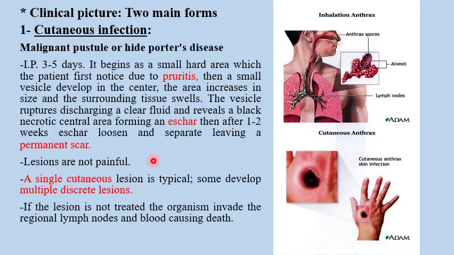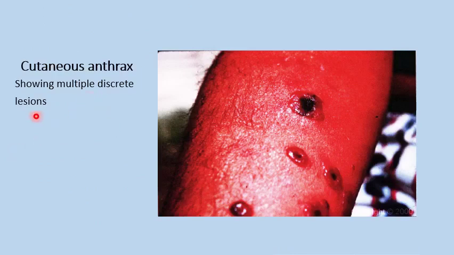The lesions are not painful, and usually there is one single cutaneous lesion, as we see in this picture is typical. But sometimes it develops multiple discrete lesions. We will see it in the next picture. If the lesion is not treated, the organism invades the regional lymph nodes and the blood and then causes death. So if I don't control the cutaneous form, a complication can happen and the organism reaches the blood and the lymph nodes and then causes death. It begins to affect the CNS and causes death. Here, this is the cutaneous anthrax showing multiple discrete lesions. As you can see, this is approximately an arm with several lesions on the same arm.